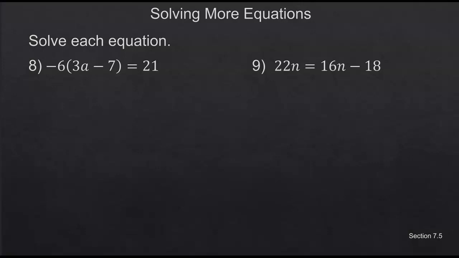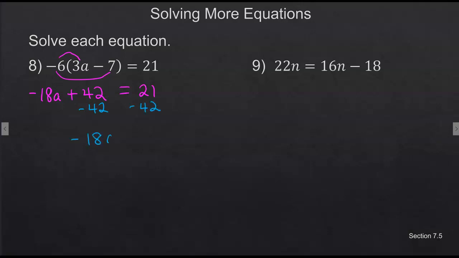So on this first one, notice that we have negative 6 times 3a minus 7. This means that we need to multiply. It's called distributive property. Negative 6 times 3a, right? So that's negative 18a. And negative 6 times negative 7 would make that plus 42, and it's equal to 21. From there, we will subtract the 42 so that we can isolate the variable term of negative 18a.